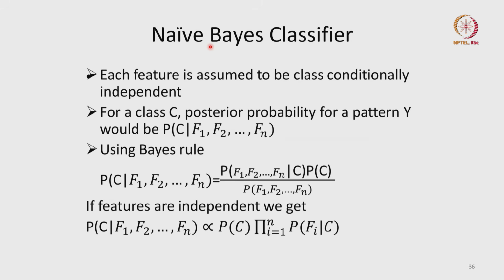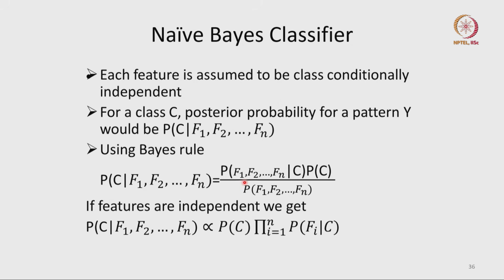So, let us look at the naive Bayes classifier. So, in the naive Bayes classifier, you are going to assume that all the features are independent of each other basically. Okay. So, we are trying to find the probability that it belongs to a particular class given the values of the features f1 to fn. Okay. So, using Bayes rule, you are going to get probability of C given this is equal to probability of f1 f2 given C into P of C over P of f1 f2, right.